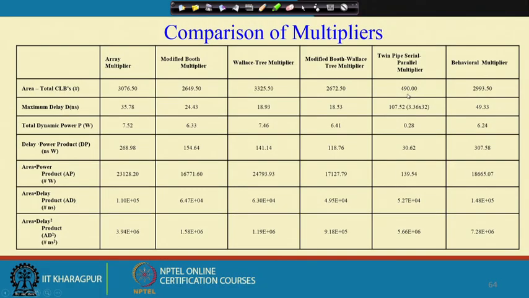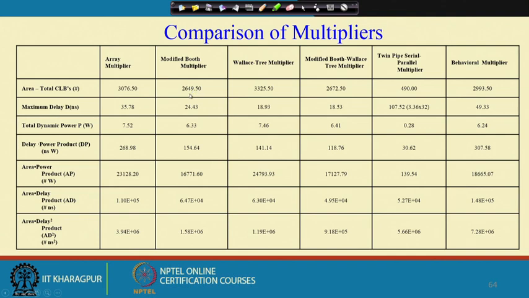This is basically the FPGA implementation, and it shows that the serial parallel multiplier consumes lesser area compared to all the other architectures. We are generating in a serial fashion, so the completion time requirement is also more if you see this table. Then the modified Booth and Wallace tree multiplier requires 2672, and the Booth multiplier requires 2649.